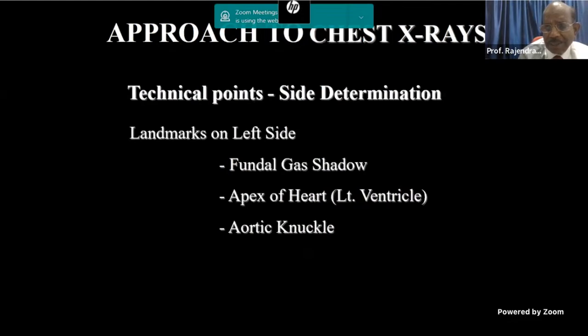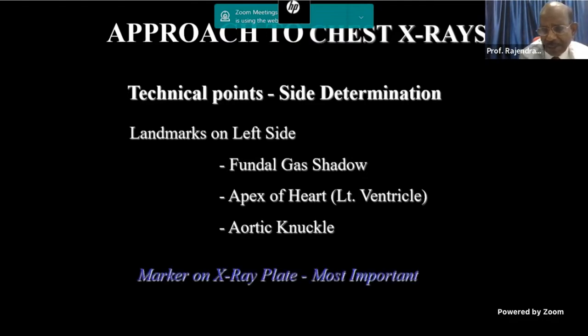And usually I say, how to decide which side is which? The landmarks are on the left side: the fundal gas shadow is on the left side, the apex of the heart is on the left side, the aortic knuckle is on the left side. But sometimes these structures are not very clearly visible. Then what we rely on is the marker. When an X-ray is done by the technician, before doing it he puts a marker on either right or left, and that should be sacrosanct, I believe.